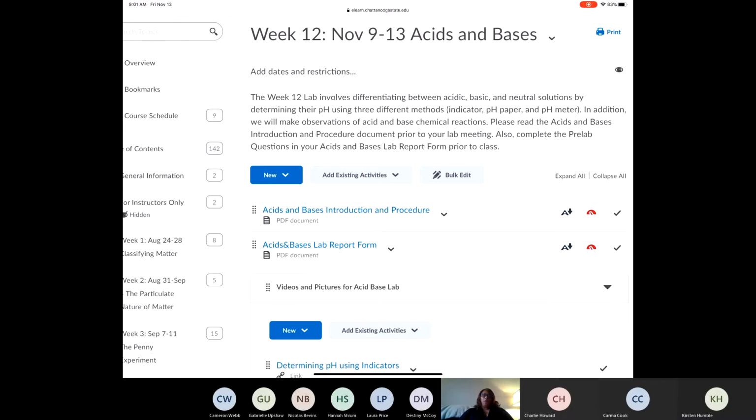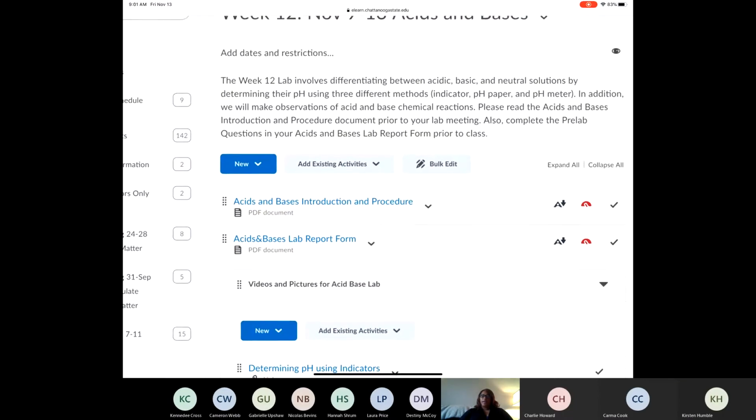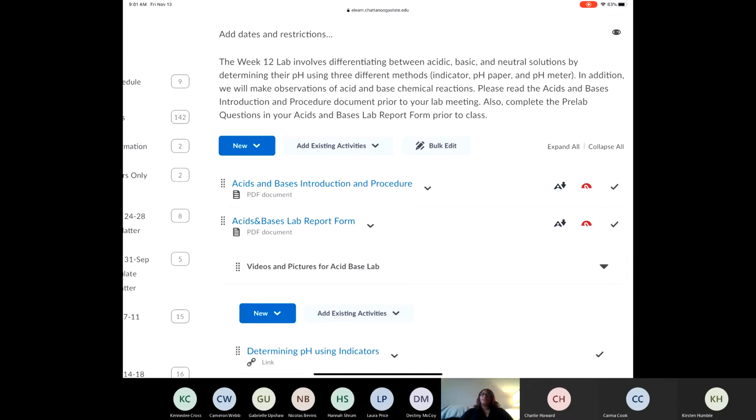So this week we are going to be focusing on acids and bases in lab, which was a major topic in Chapter 5 of our lecture. And so we're going to be differentiating between acidic, basic, and neutral solutions by testing the pH measurements for several solutions. And we're going to use 3 different methods to determine the pH of various solutions. In addition to determining the pH of various solutions, we're also going to observe several chemical reactions involving acids.